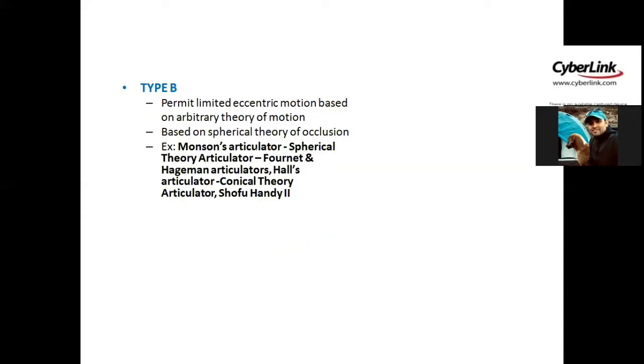Then your type B, limited eccentric motion is possible based on the theory of arbitrary motion. So what is the spherical theory of occlusion? The spherical theory of occlusion states that the lower teeth move over the surface of upper teeth as over a surface of a sphere within a diameter of 8 inches. The center of the sphere was located in the region of the glabella. The surface of the sphere passed through the glenoid fossa along with the articular eminence.